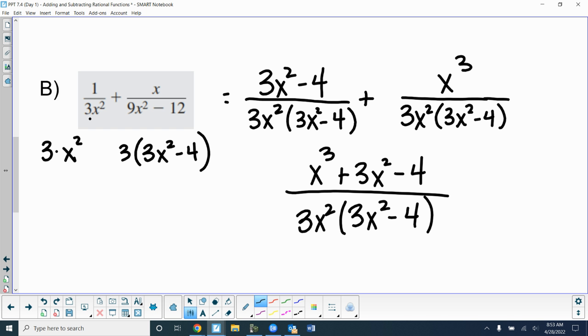Let me see if the book worries about the zeros for the denominator. I didn't check that. I should have. Yeah, they're not really asking for that, so we're not going to worry about that.